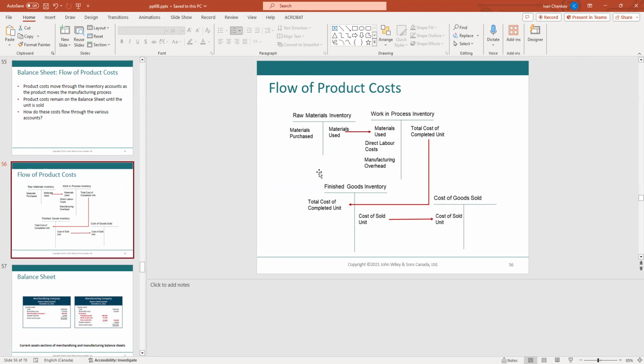So the flow of the cost will be the raw material. From the raw material, we're going to get the material and we're going to put it in the work in process. In work in process, that material has to meet direct labor and manufacturing overhead. Once we have the three product costs, direct material, direct labor, and manufacturing overhead, we can say that the cost is complete. The product is ready, and we're going to move it to the finished goods. It's going to stay in our inventory as long as we have the finished goods. Once we sell it, it's going to go to the cost of goods sold.